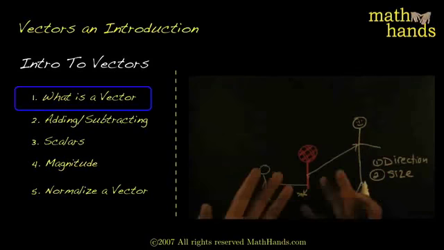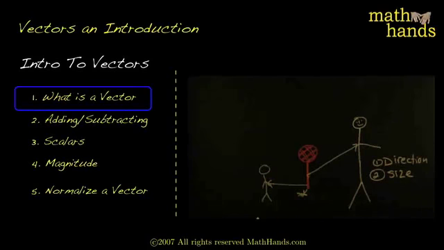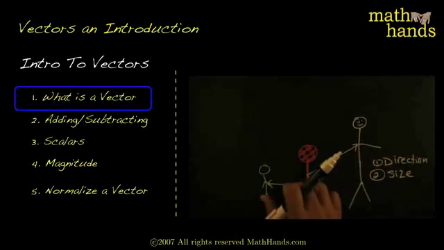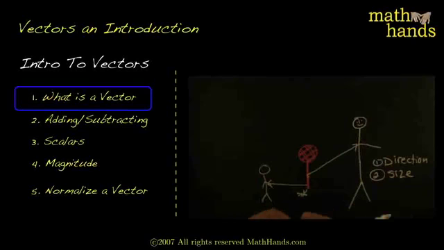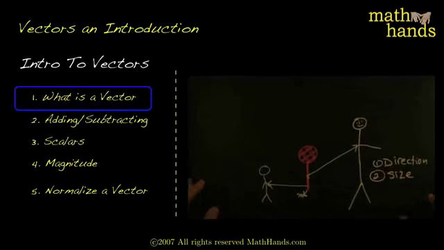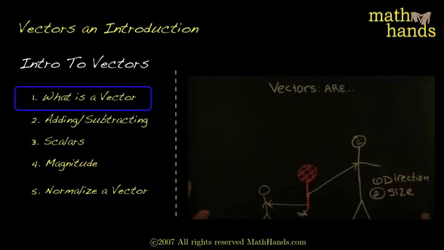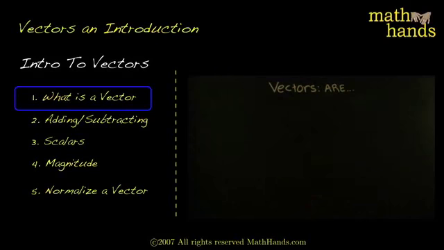Now this is how vectors were born. Vectors are things that represent two things, direction and size, or sometimes people say direction and magnitude. Exactly like these forces. Some of them are huge forces, other ones are smaller forces. They all point in different directions. That's what vectors are.